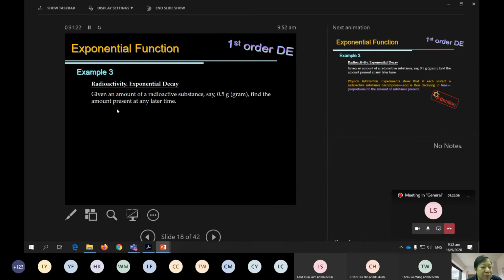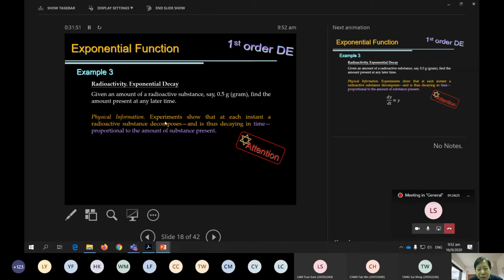So exponential function, radioactivity, exponential decay. Now this is some kind of example talking about a radioactive substance which has 0.5 gram. What is the amount present at any later time? So that means it has a decay value.